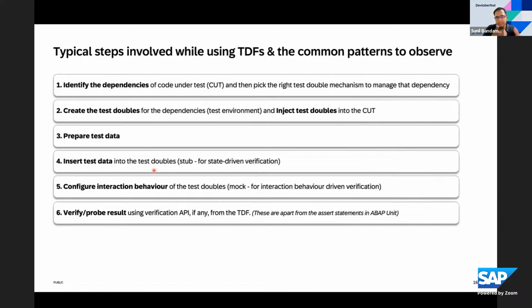Okay. Whereas the next one, the fifth one, the configure interaction behavior of the test doubles is for mock. Okay, so for interaction behavior driven verification. There is a plethora of APIs that are offered to configure individual calls to a dependency. So if the testable framework is designed to be offering that, then you will have this step of configuring the interaction behavior of the test doubles.